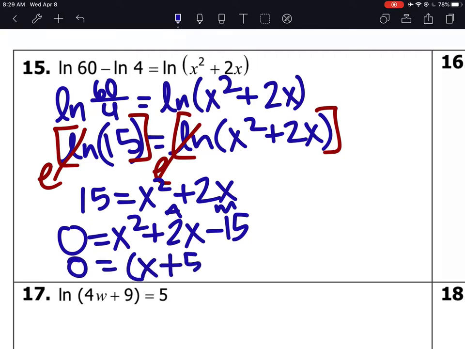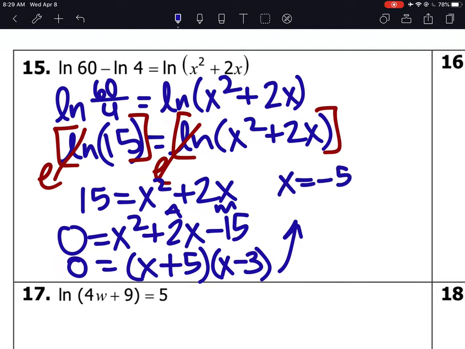We're looking for two numbers that add up to 2 but multiply to negative 15. That means it's positive 5 and negative 3. And then using the zero product property, you solve them. So negative 5 and positive 3 as your final.